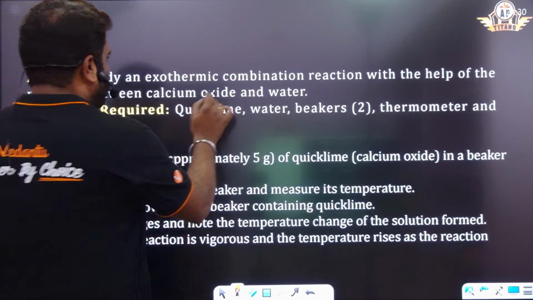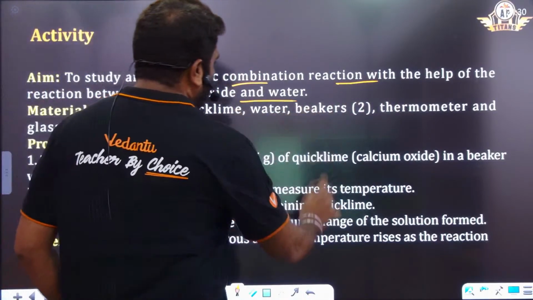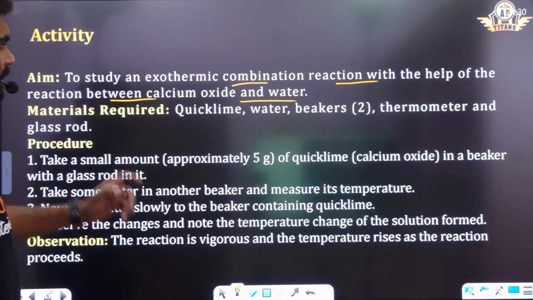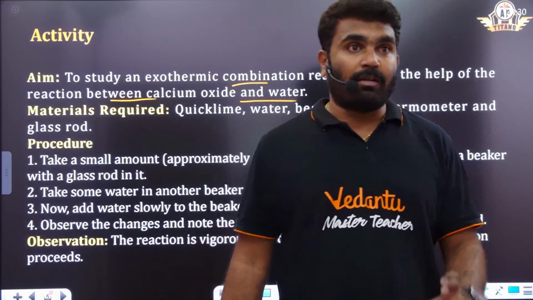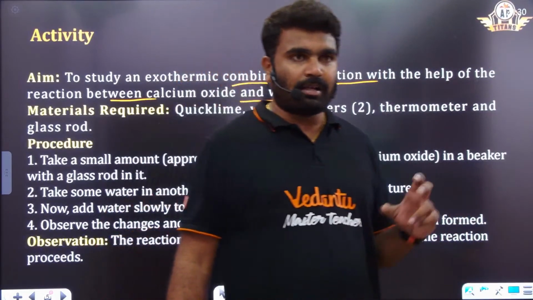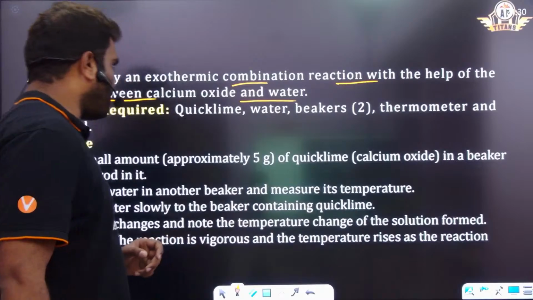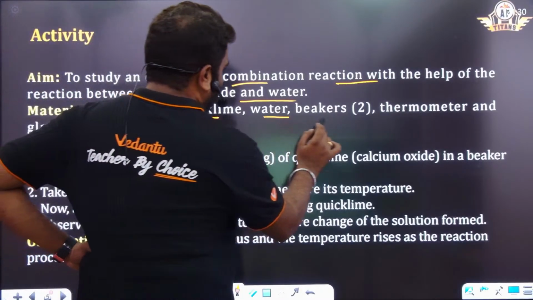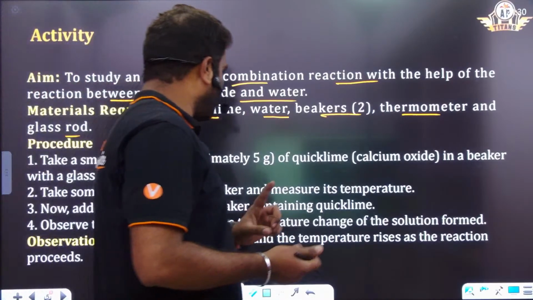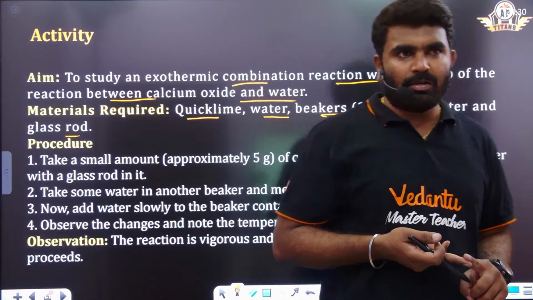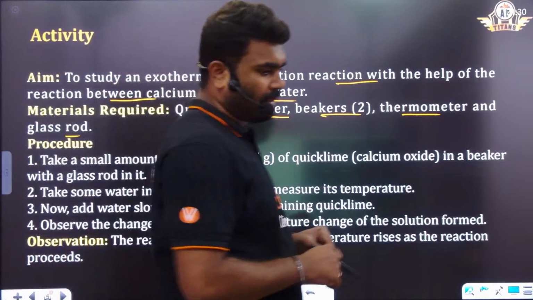So to study an exothermic combination reaction with the help of the reaction between calcium oxide and water. Here we can see the reaction between calcium oxide and water. So what will that form, beta? Calcium hydroxide. What do we need? Quicklime, water, beakers, a thermometer, and a glass rod.